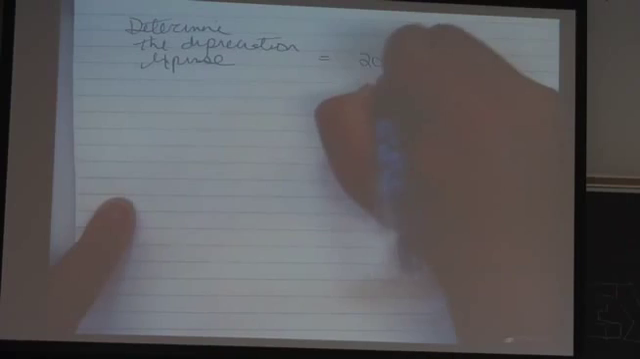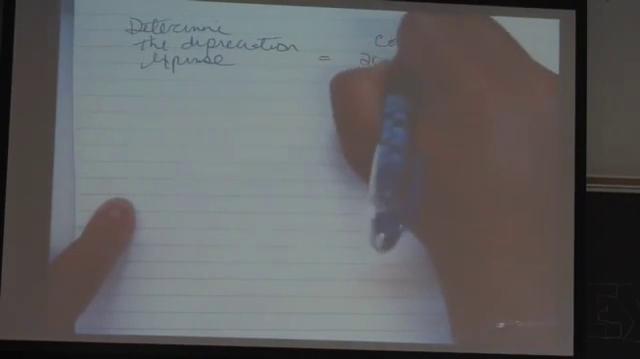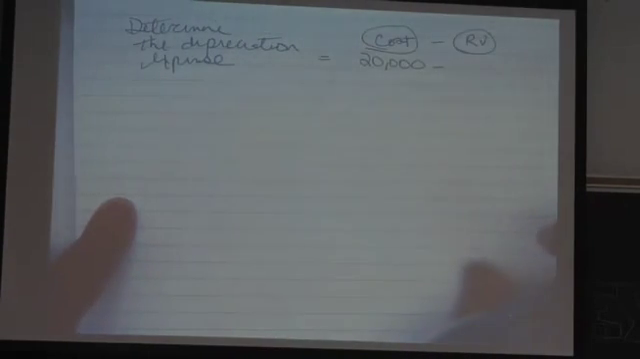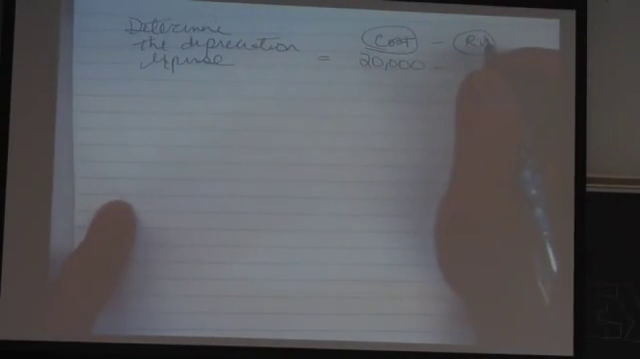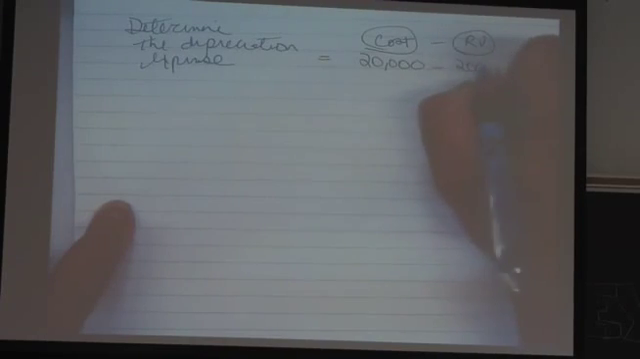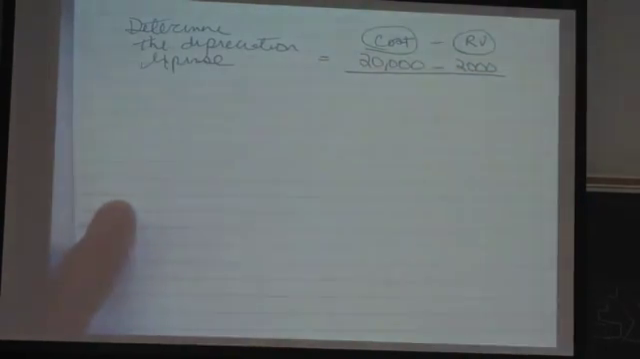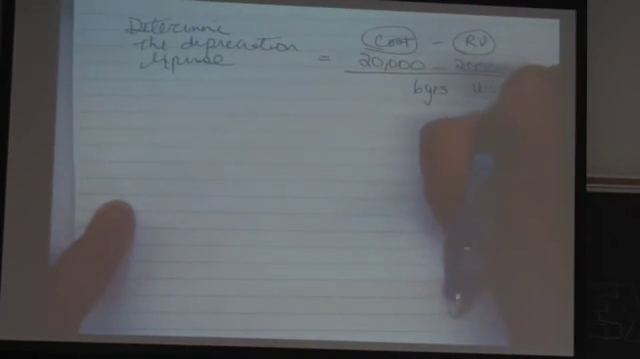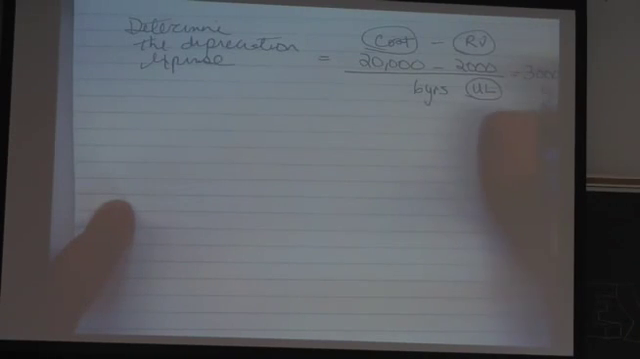So the depreciation expense is the cost of the asset minus the residual value. I'm going to put that as RV. In this case, we're told the residual value is $2,000 and the useful life is 6 years. So useful life is UL. That gives us $3,000 per year amortization.